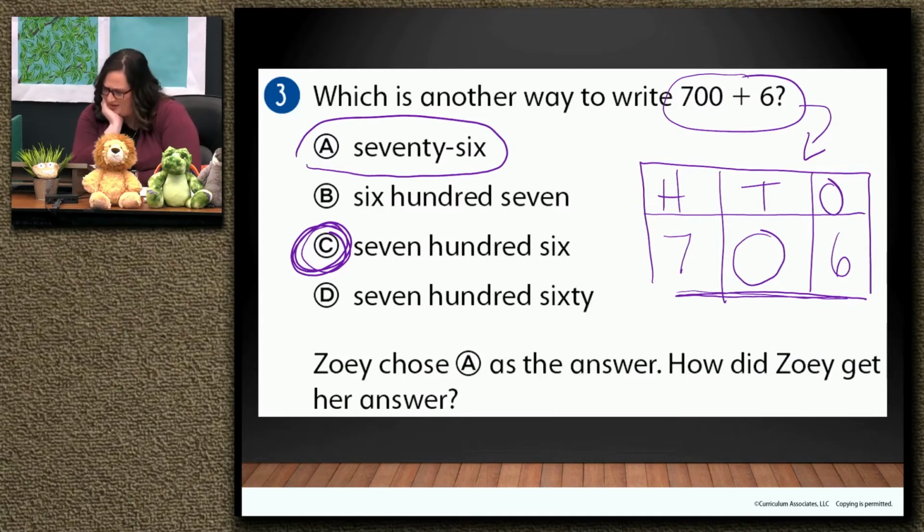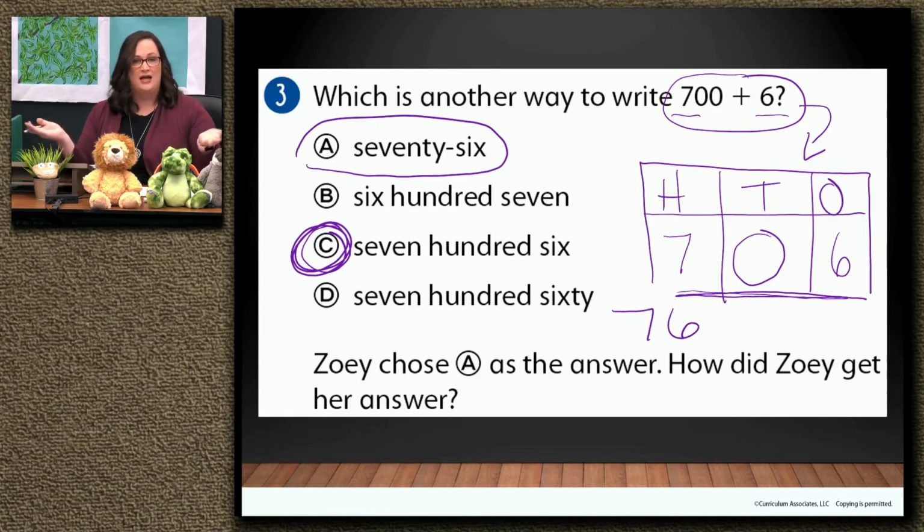Rafa, what do you think? Pebble, what are you thinking? How did Zoe get her answer? She said it was 76. Oh, what she did is she said there's only 2 numbers here. And so if there's only 2 numbers, then I do the 7 and the 6, and I got 76. She forgot to put the digit 0 in the tens place. So she said 7 and 6.